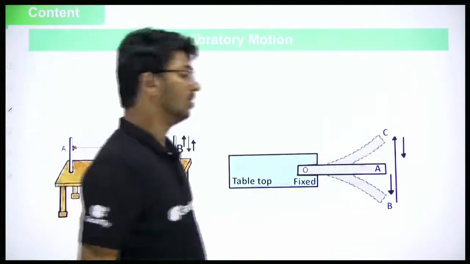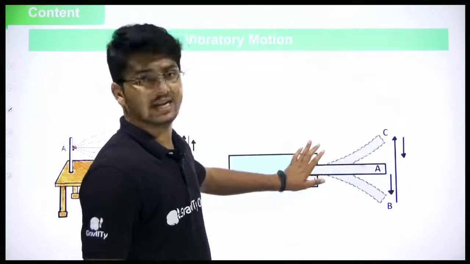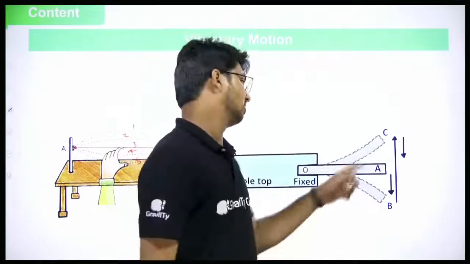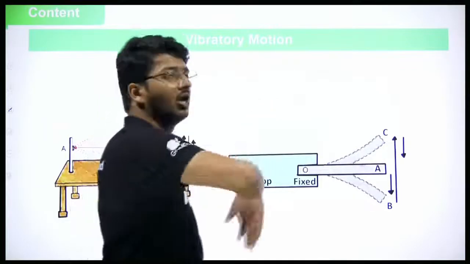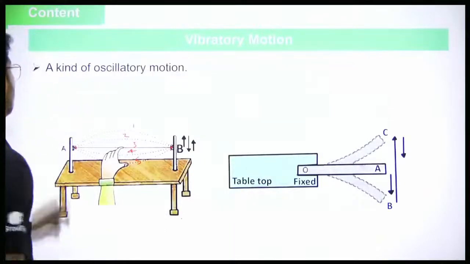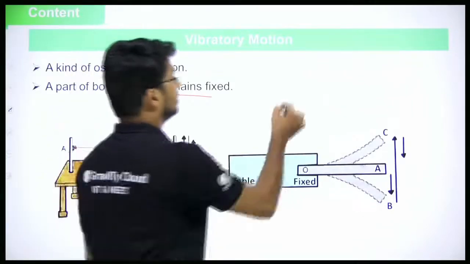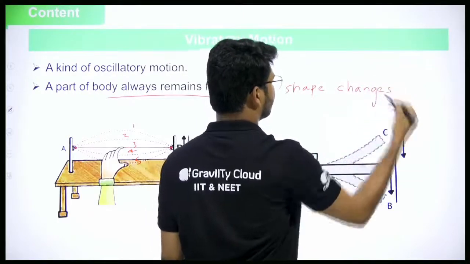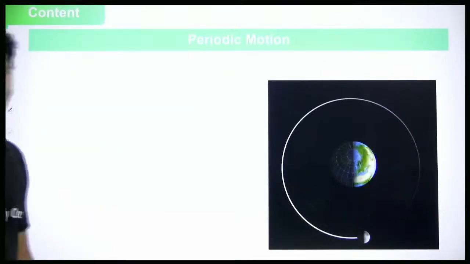You can also do this. You can place a steel scale, not a plastic scale, on a table, hold it here like it's fixed, and you can pluck it. The steel scale vibrates. Then also the shape changes. So it's a type of oscillation because it goes up and down, to and fro. It is a kind of oscillatory motion in which a part of the body always remains fixed and the shape changes. It's a special type. Clear? Vibratory motion.